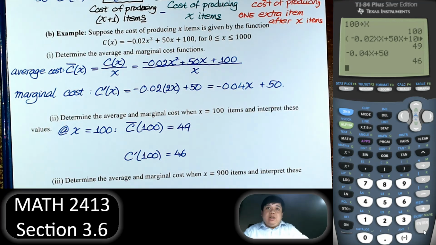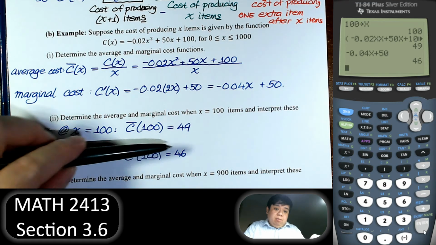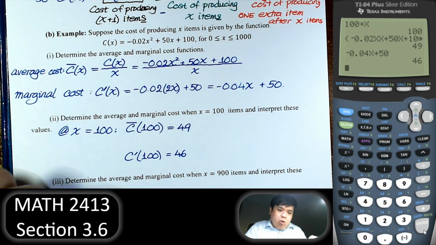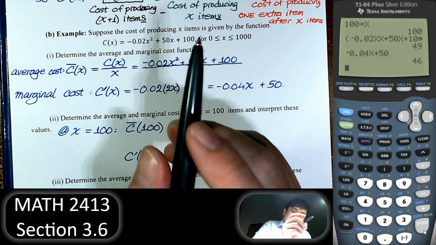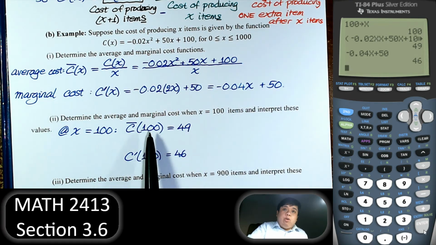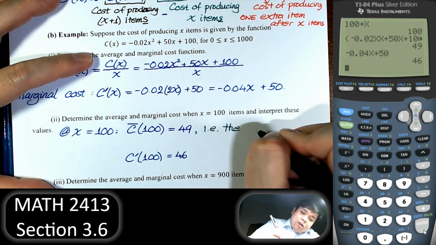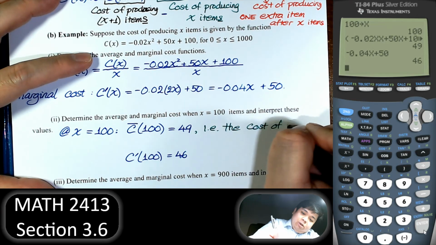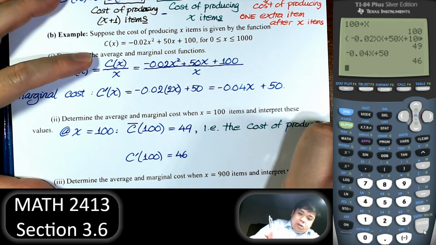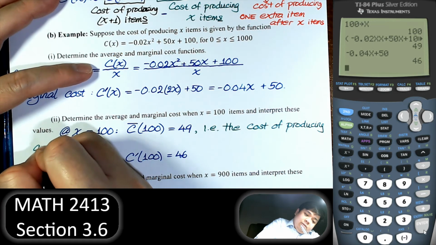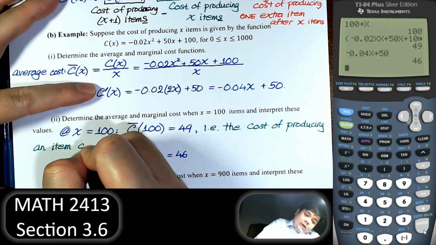I write a little space here because the question also asks us what is the meaning of that. So first of all, 49. I assume, it didn't say, but the cost, let's say $49, for example. So suppose the unit here is dollars. So for the first 100 items, the average cost of producing an item is $49 each. So this number means the cost of producing an item on average.